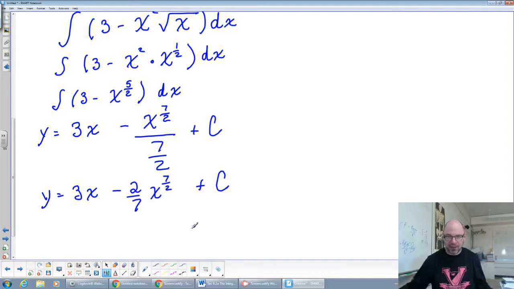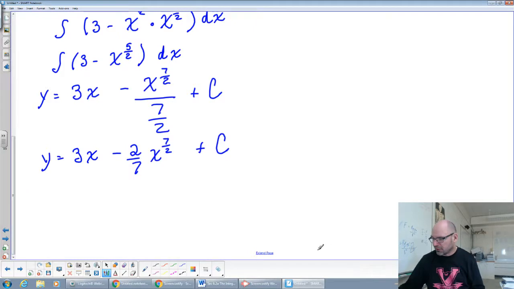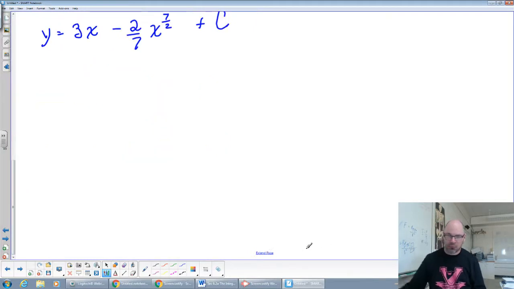Let's see if we can get another one here. We'll do another one like that. So let me pause here and dig up another one. Okay, got another one here that we can try. Again, we're going to have to simplify before we integrate, and we'll use power rules again.